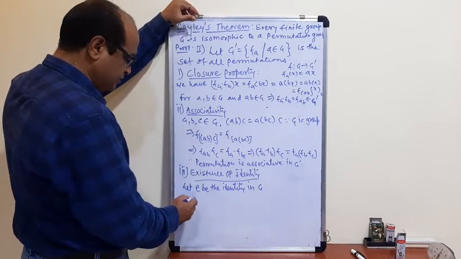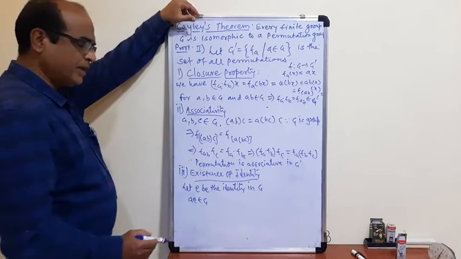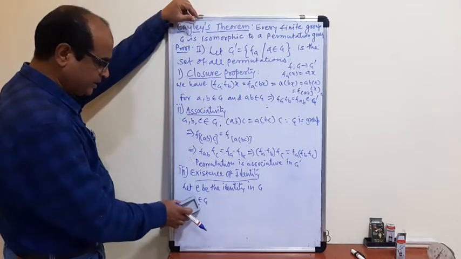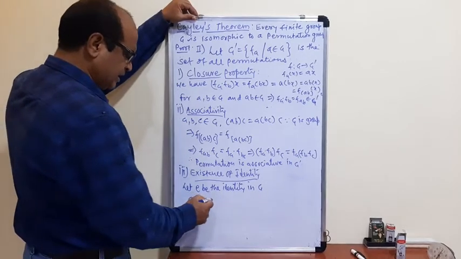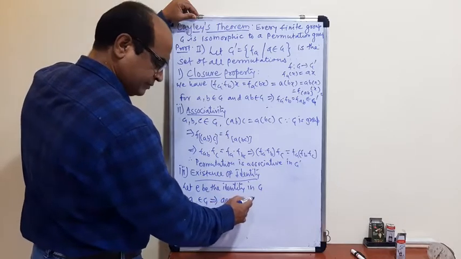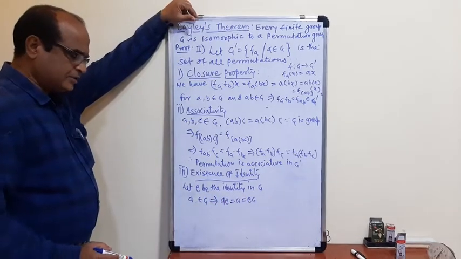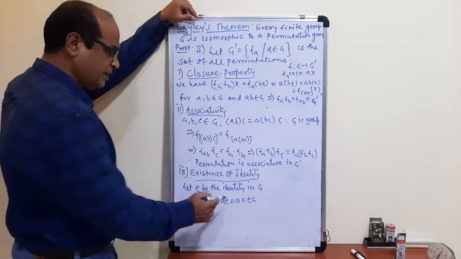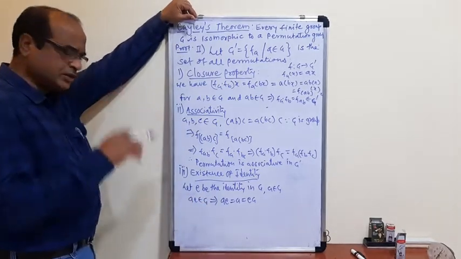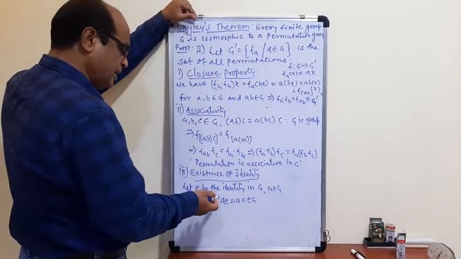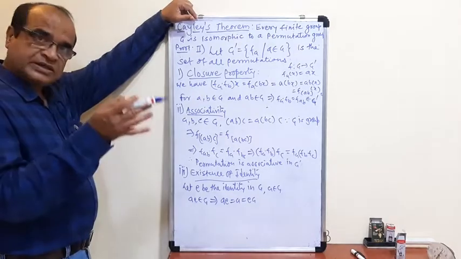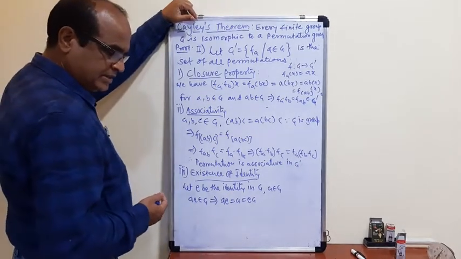AE belongs to G. So A is an element of G. Then AE is equal to A is equal to EA, because G is a group. So what is the identity property in a group G? That is A into E is equal to A is equal to E into A.